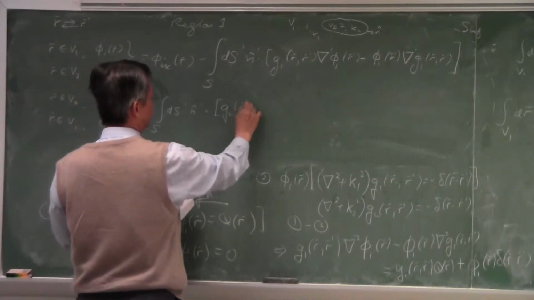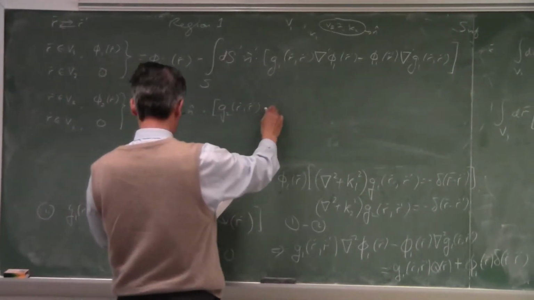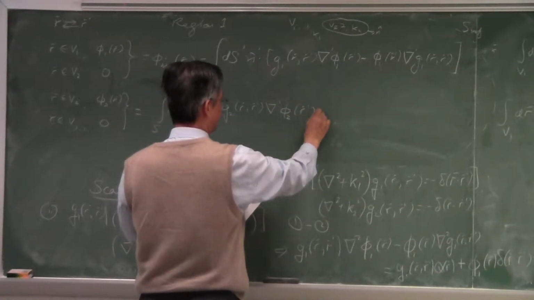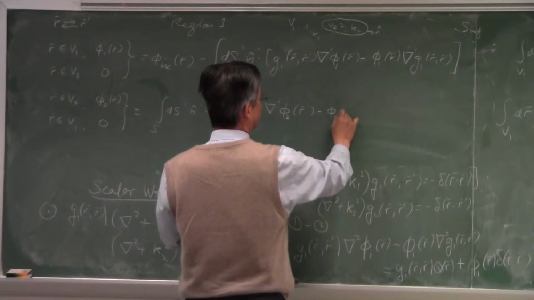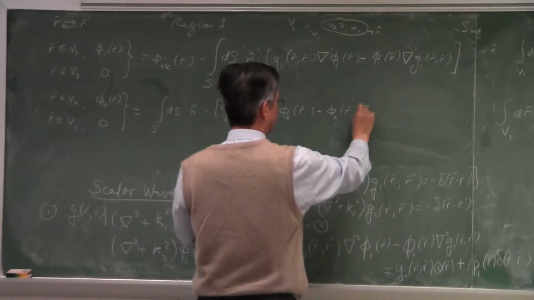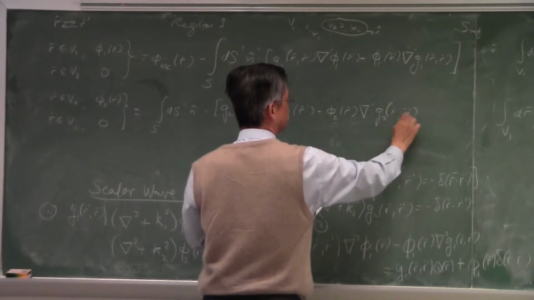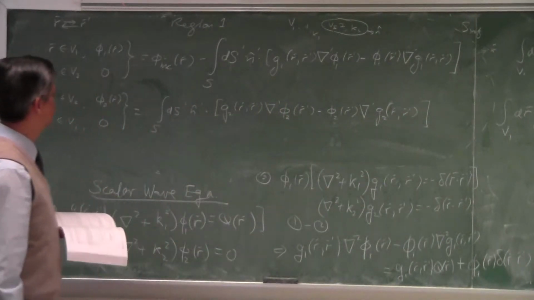Put G2 instead of G1. G2(R, R') minus G2(R, R'), gradient prime G2(R, R'). Okay, so this is for region 2.